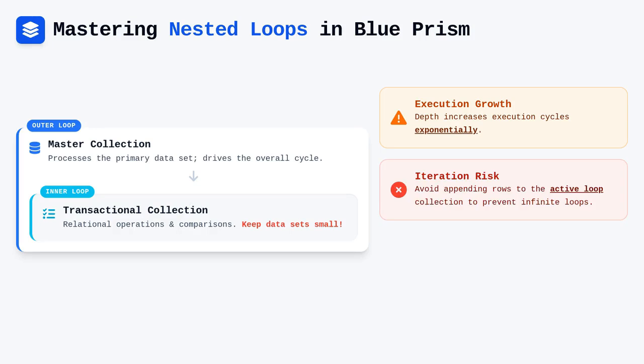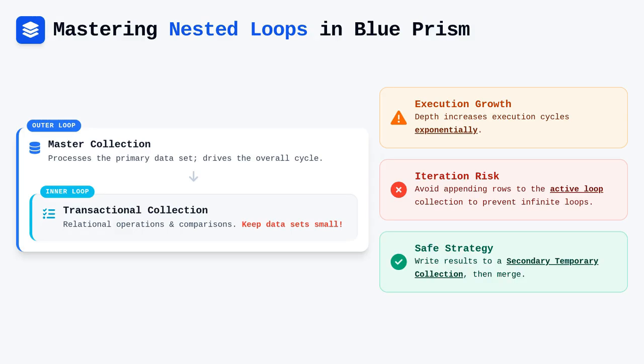If you need to transform or augment data, you can append rows dynamically using the collection modification utility. But be wary of doing this while the loop is still iterating over the same collection. Appending to a collection while iterating through it can lead to unexpected infinite loops or corrupted state, so it is safer to write results to a secondary temporary collection before merging them.